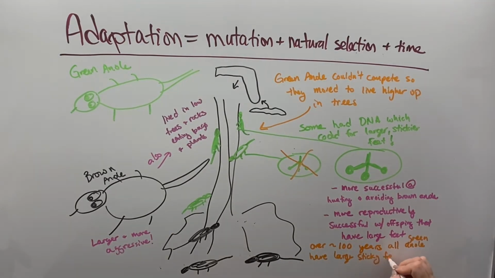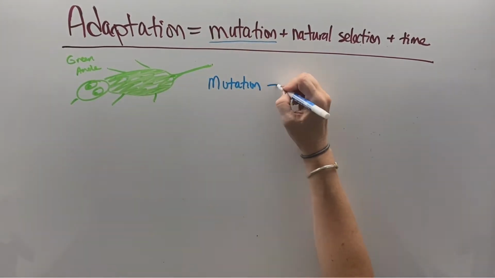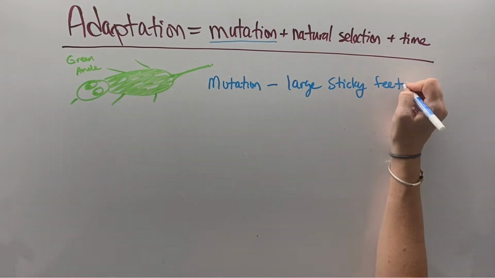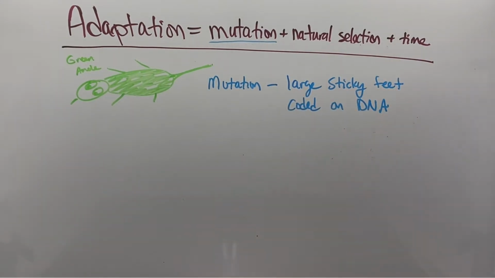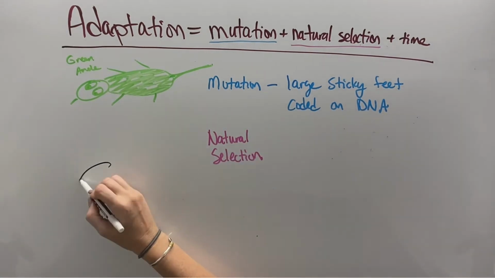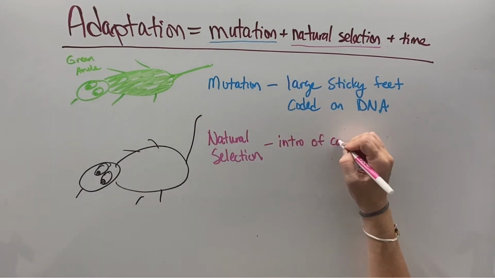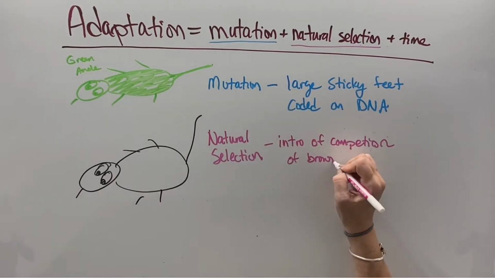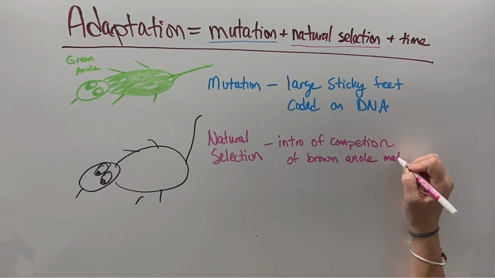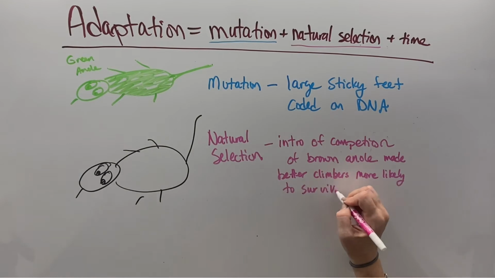So these adaptations are very small changes to single traits that happen over time due to natural selection from these environmental pressures. So the green anole's mutation was that on its DNA, we had just feet size and stickiness, right? That's coded on the DNA. Some of them had bigger, some of them had smaller, some had stickier, some of them didn't have so sticky. The natural selective pressure is the fact that there is an invasive species. These brown anoles came in and disrupted their normal way of existing. Foot size didn't matter until they had to climb higher up the trees.